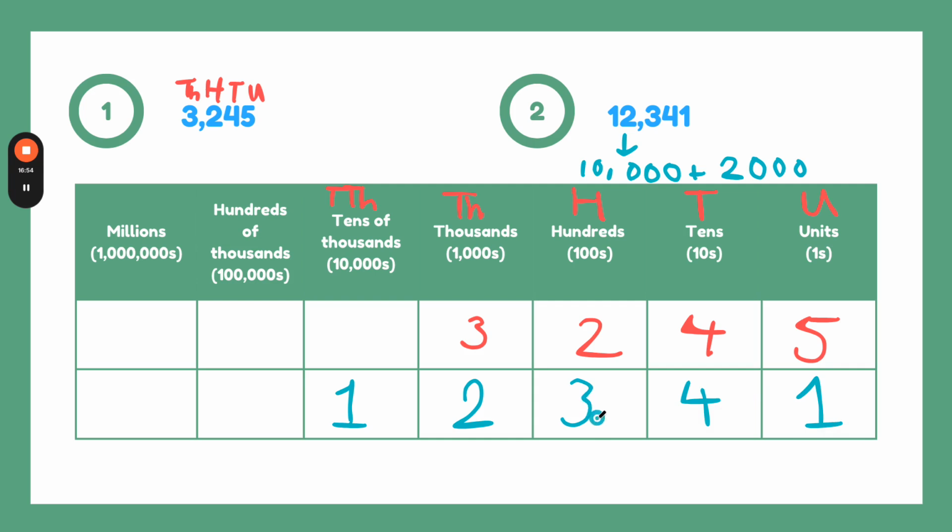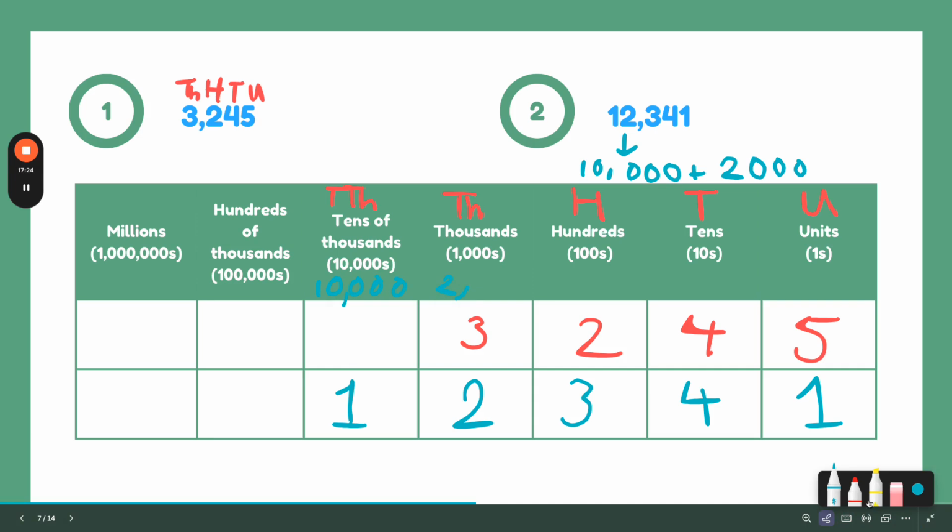So 3 lots of the hundreds gives us 300, 4 lots of the tens gives us 40, and 1 unit. So 1 times 1 is 1. So if we write the value of each digit based on its position in the place value column, this is 10,000, 2,000. That's very hard to see. I'm going to use a different color, the same color, actually, red.